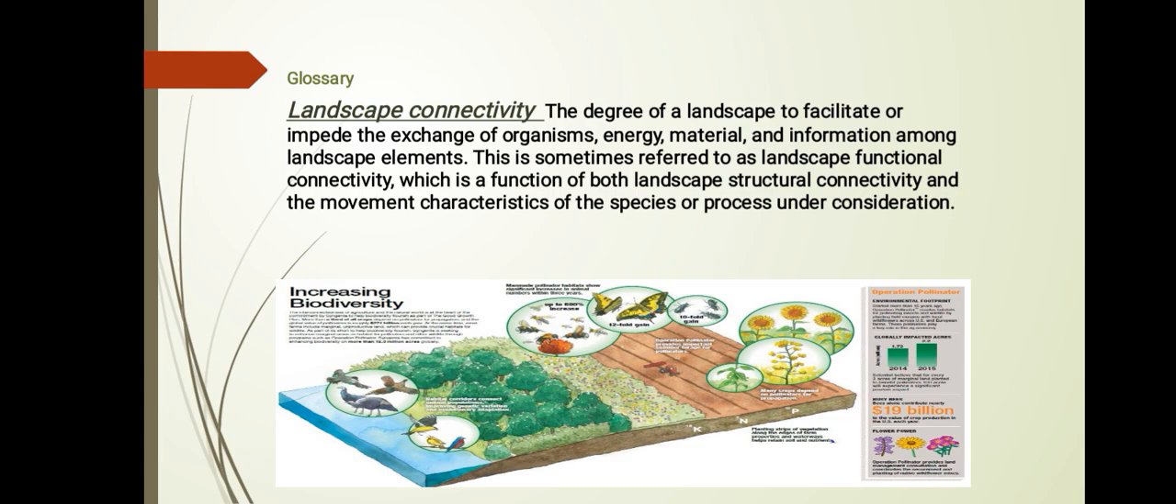Landscape connectivity is the degree to which a landscape facilitates or impedes the exchange of organisms, energy, material, and information among landscape elements. This is sometimes referred to as landscape functional connectivity, which is a function of both landscape structural connectivity and the movement characteristics of the species or process under consideration. So a connected landscape is a sign of a healthier ecosystem, one where species and natural processes are able to move and function.